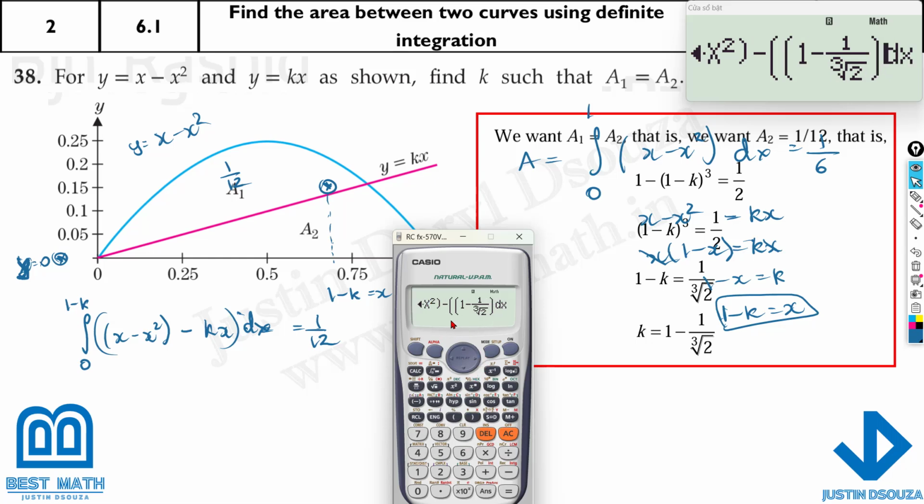I've just put k, and then what is multiplied with it? It'll be multiplied by x. Now close the bracket. This is the second equation done. dx, let it be over there, and it's 0 and 1.